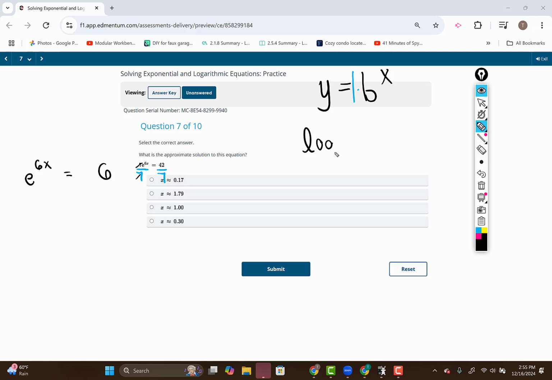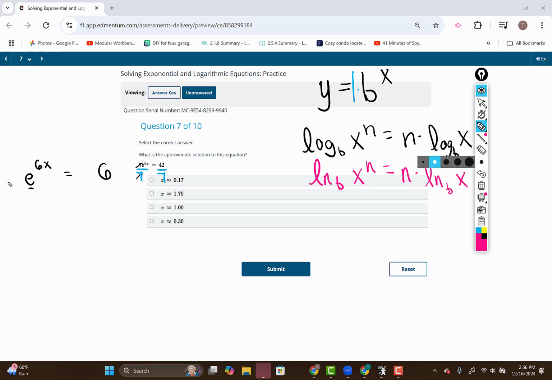The third log property says if you're taking the log base b of some number that's raised to the n power, we can rewrite it so the n is the coefficient for that log base b x. And obviously in this problem, since e is our base, we're going to substitute the natural log for this property. It's the exact same property, except instead of log, it's ln. And instead of base b, it's really base e. But we're going to take the natural log of both sides.